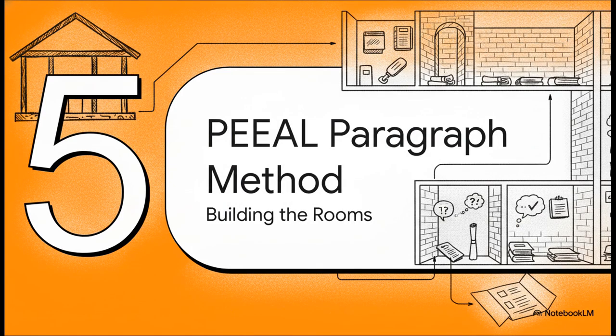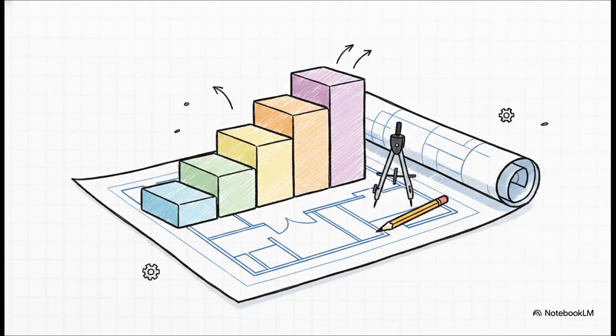Finally, part 5, the PEAL paragraph method. So we have our skeleton, but how do we build the actual rooms inside? We use the absolute best tool for the job, PEAL. It stands for point, introducing your main idea. Evidence, giving an example or a quote. Explanation, explaining what that evidence means. Analysis, diving into the deeper meaning. And link, connecting everything back to the main question.